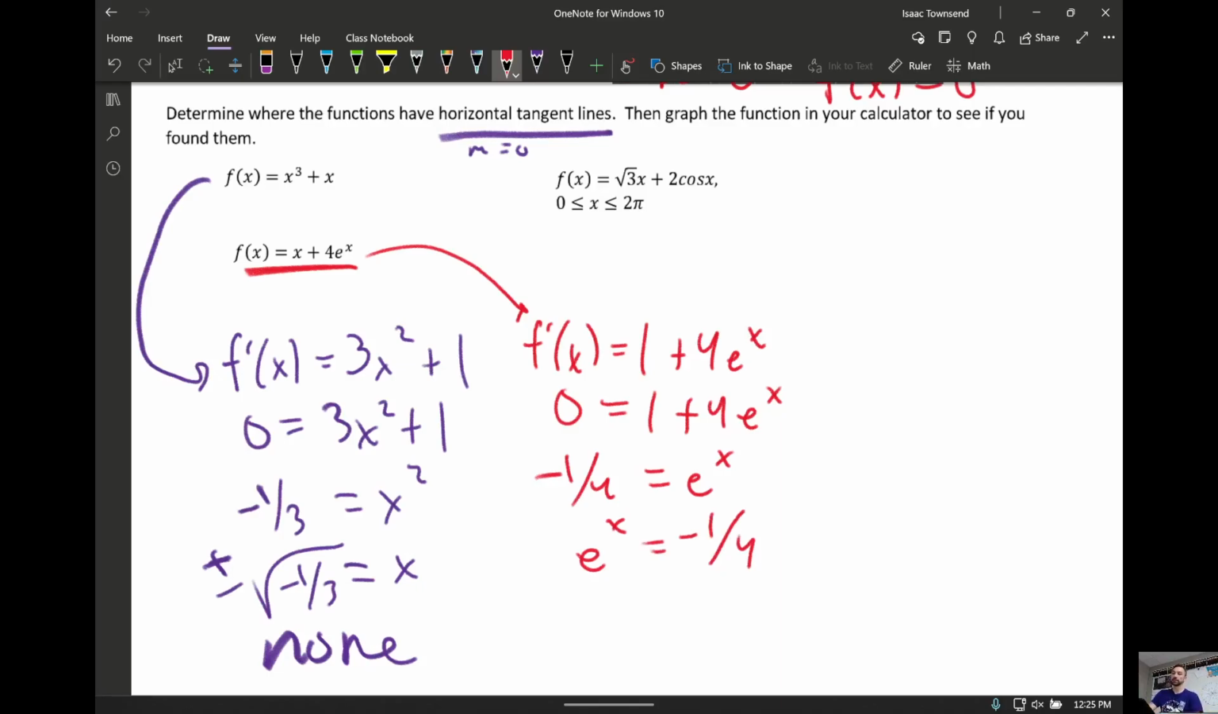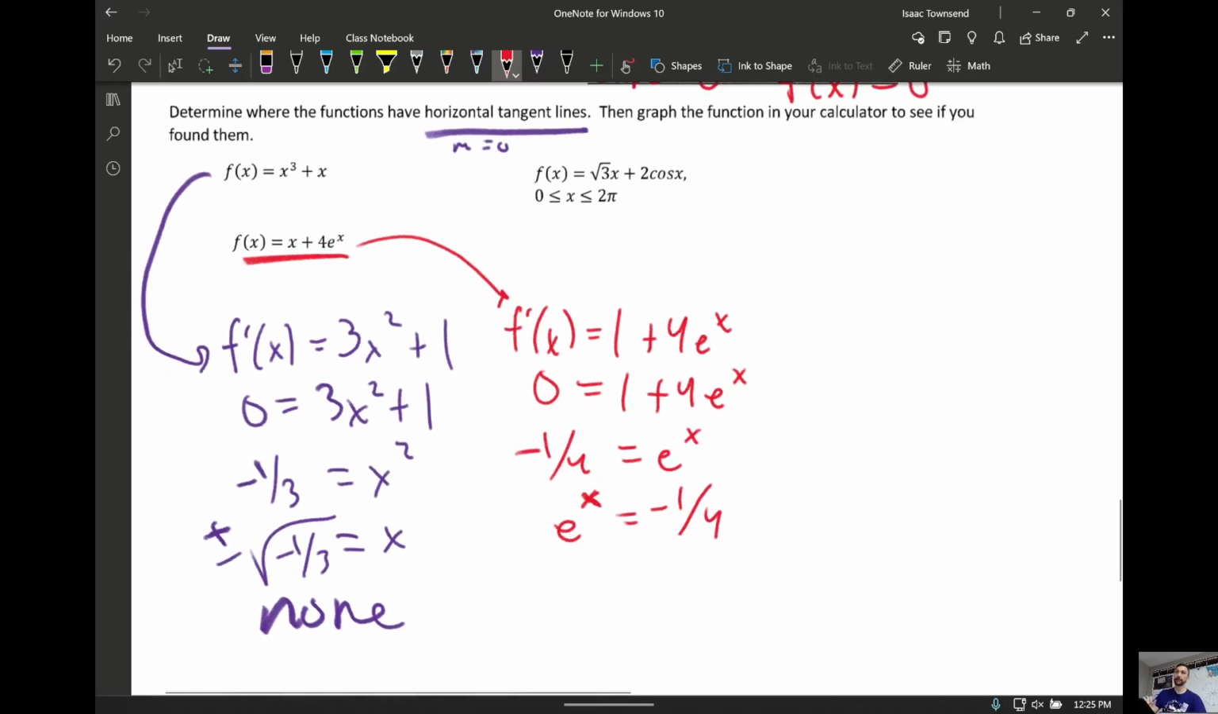How do we go about solving exponential equations like this? Okay, so we could take maybe the natural log of both sides. This simplifies to x. And should this be my final answer? Natural log of negative 1/4. See anything wrong with that?